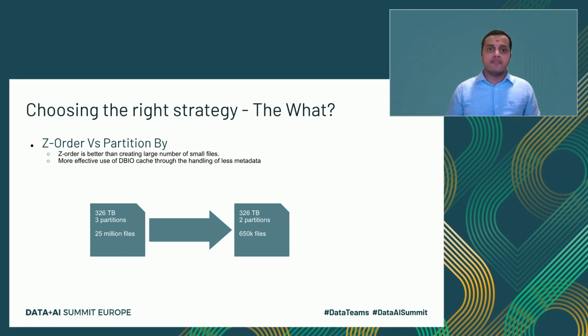One other question we get from our users is about Z order and partition by. Both help with data skipping. Then which one should I use? Partition by is a great strategy, and it helps in data skipping because we do partition pruning. But the columns that you choose for partition by also matter. Say by mistake you choose a column with high cardinality, then it is possible that you create a large number of small files, and that could be problematic.